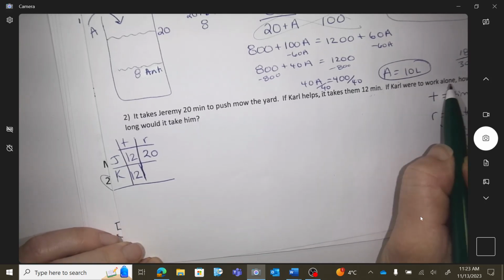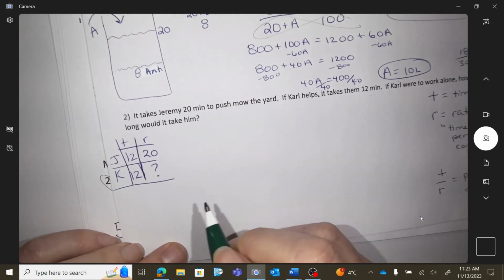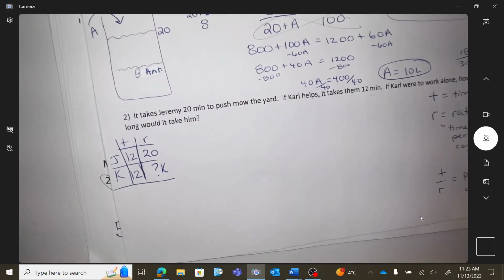If Carl were alone, how long would it take him? So that is the unknown. We're trying to figure out Carl's rate.